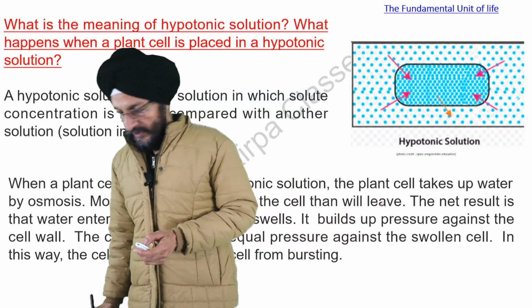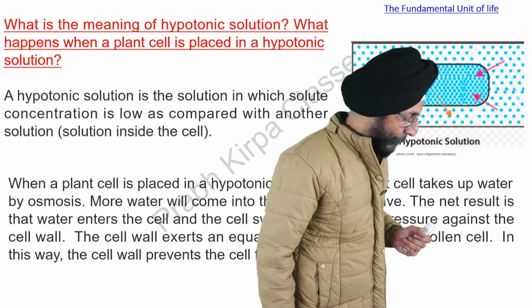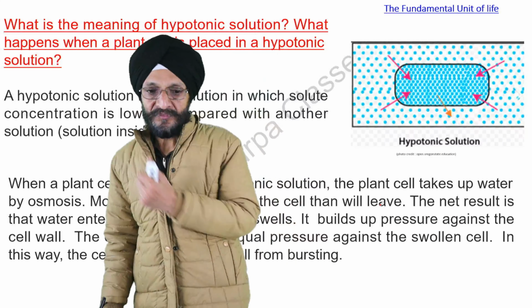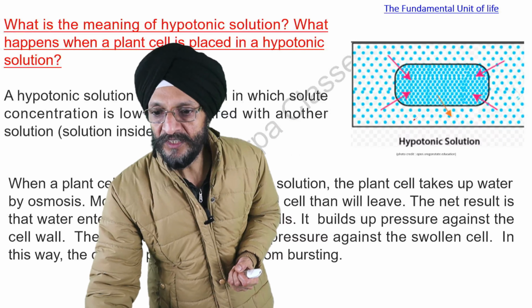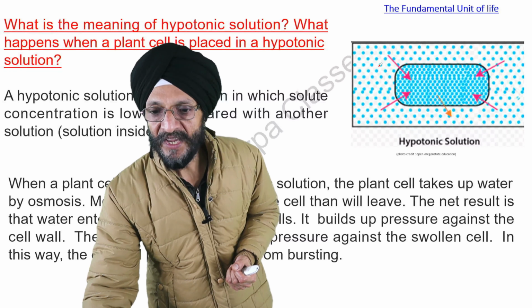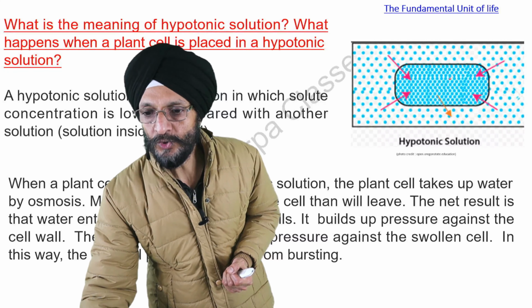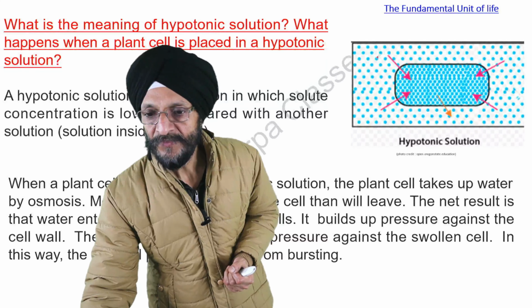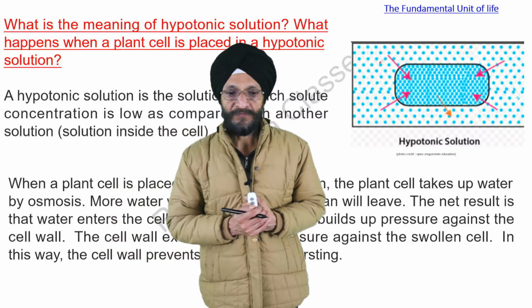Now the next question before us is the hypotonic solution, and what would happen if the plant cell is placed in a hypotonic solution? You can see from the picture that this is the hypotonic solution, in which solute concentration is low as compared with another solution. This solution is the solution inside the cell. Inside the cell, solutes are in high concentration, whereas outside the cell, solute concentration is low.